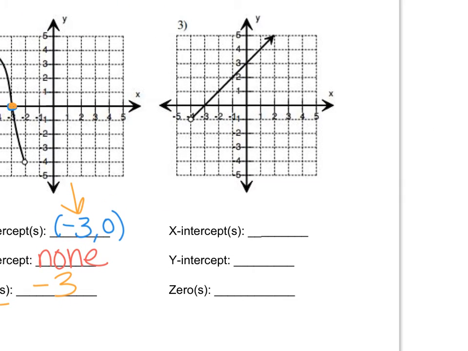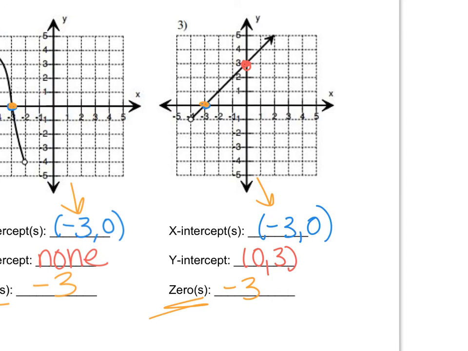All right, let's look at this one. So our x-intercept, right here, is actually the same as number 2, (-3, 0). Our y-intercept crosses the y-axis here, so that is (0, 3), because that's the point. And then our zero again is the x value of your x-intercept, right there. Okay, so that's how you identify the x-intercept, y-intercept, and the zero of a function.